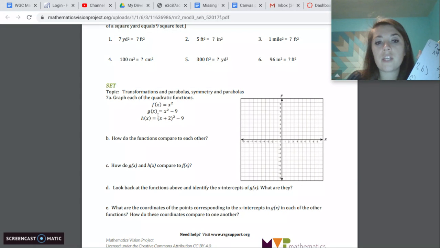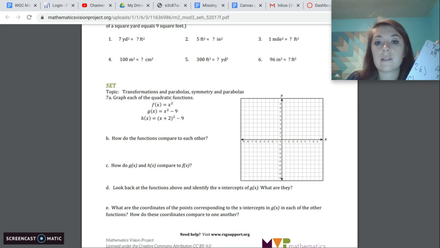In the next one, we have g of x equals x squared minus 9. So the parent function, but translated down 9. So we'd start down here at negative 9, and then plug in 1. 1 squared is 1, minus 9 is negative 8, so it'll be at negative 8 for both 1 and negative 1. Then we plug in 2, 2 squared is 4, 4 minus 9 is negative 5, so it'll be at negative 5 for 2 and negative 2. And for 3, 3 squared is 9, 9 minus 9 is 0, so 3 and negative 3, we will be on the x-axis.